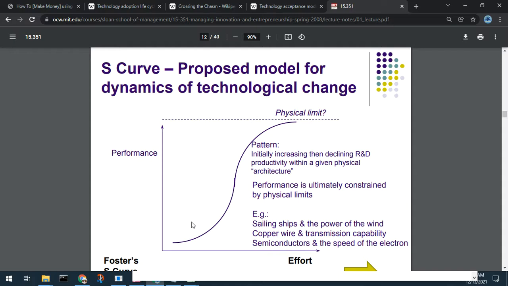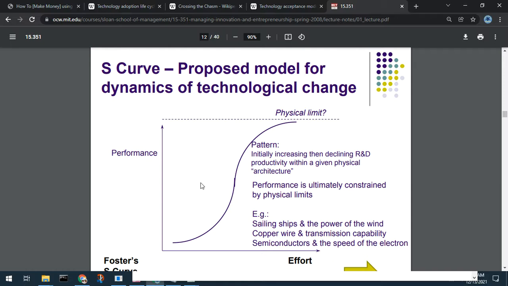What is an S-curve? We can see an S-curve has the characteristics where it's an accelerating trajectory up to a point, and then that trajectory, the slope of that line, decelerates up to some plateau. There's an asymptotic limit wherein it plateaus and stops increasing anymore. We can see, initially increasing and then declining R&D productivity due to some physical limit. And that physical limit will vary from technology to technology.